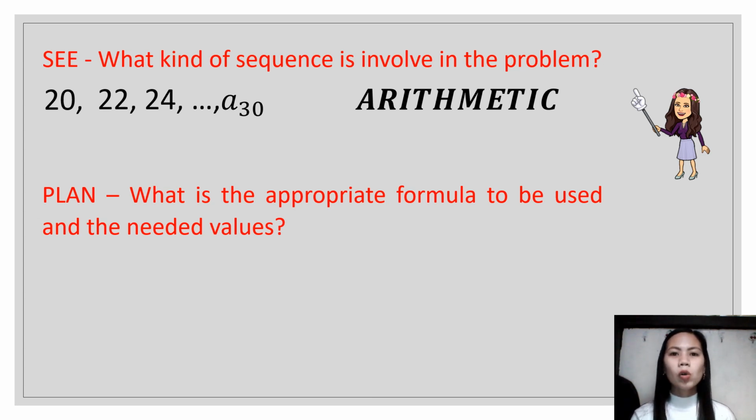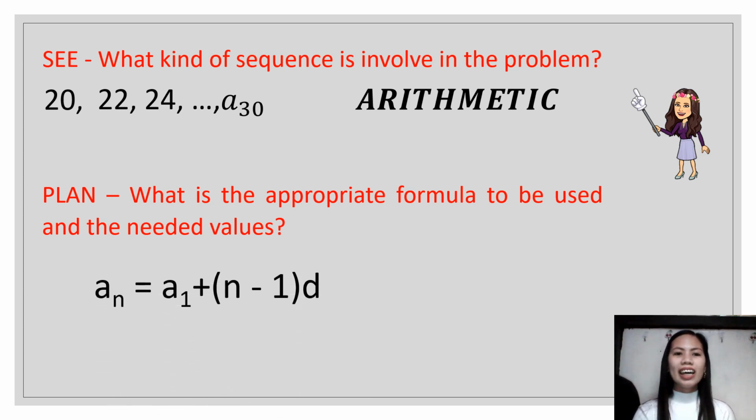Since hinahanap natin kung ilang seats meron sa 30th row or A sub 30, what formula are we going to use? So, alalahanin natin yung formulang ginamit natin para sa n term, which is A sub n equals A sub 1 plus the quantity of n minus 1 times D. So, mahalaga na i-review yung mga napag-aralan natin sa arithmetic and geometric para makatulong yun sa pagsusolve nyo ng problem.